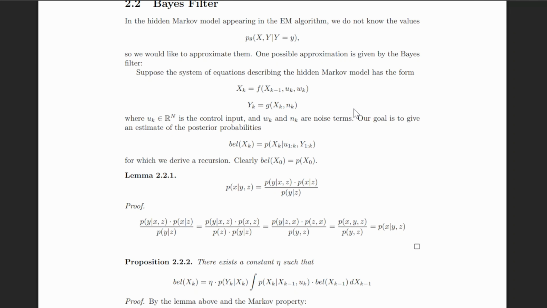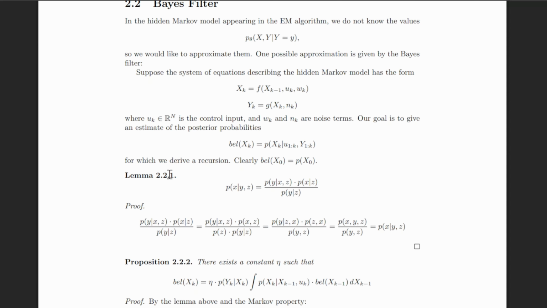Suppose a system of equations describing our hidden Markov model has the form x_k equals some function of x_{k-1}, u_k, w_k, and y_k equals some function of x_k and n_k, where u_k is the interference, w_k is the process noise, and n_k is the observation noise. Our goal is to give an estimation of the posterior probabilities, which we'll denote by bel(x_k). Clearly, bel(x_0) equals the probability of x_0 because, by definition, if we set k equals 0, then there is no condition. For the estimation of the posterior probabilities, we derive a recursion.